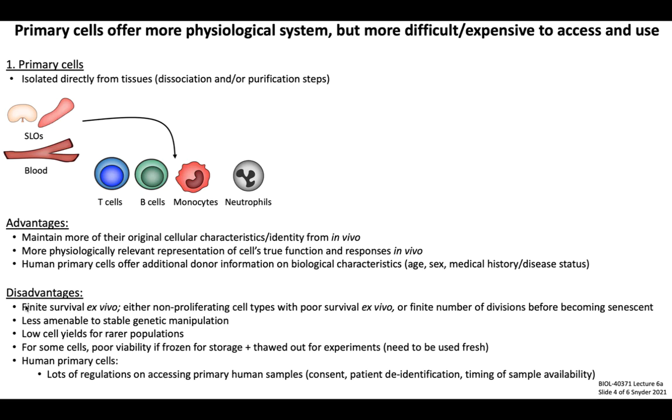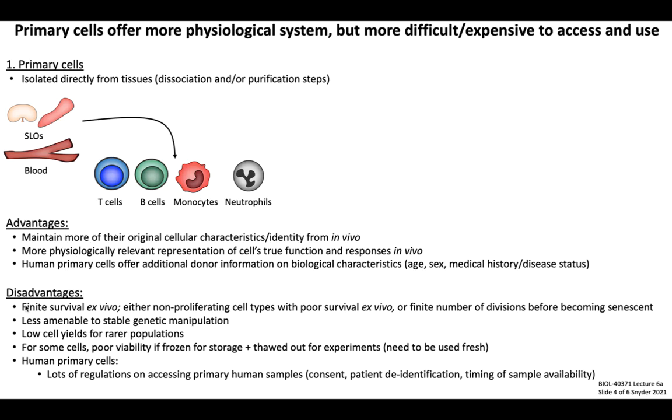Lastly, human primary cells can be quite difficult from an accessibility standpoint, so you either need to get tissue from someone who runs a clinical research lab that has access to patient samples, or you can actually buy some types of primary cells through commercial vendors, but these tend to be quite expensive and not have quite as many choices.